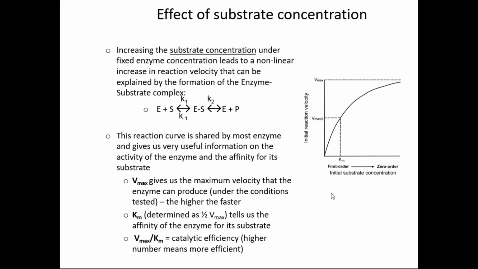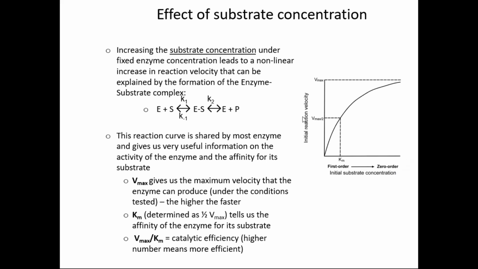This reaction curve is very specific to enzymes, and it is known as the Michaelis-Menten curve, because it was Michaelis and Menten who were able to show, and to explain mathematically with this equation, that initially it is first order and finally it is zero order.